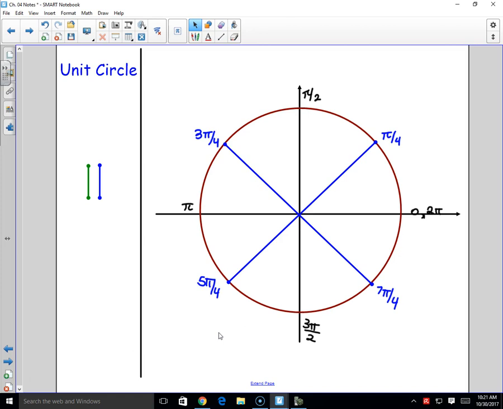Now, if you guys finish tracing, you can start thinking of how on earth are we going to get those pi over 6s?